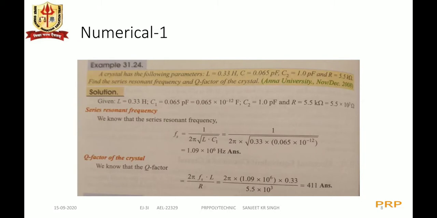So here is a simple numerical where some of the parameters are given, and we have been asked to calculate the series resonant frequency and the quality factor of the crystal. So in this numerical, the inductance L value is given as 0.33 Henry and the capacitance is given as 0.065 picofarad with C2.